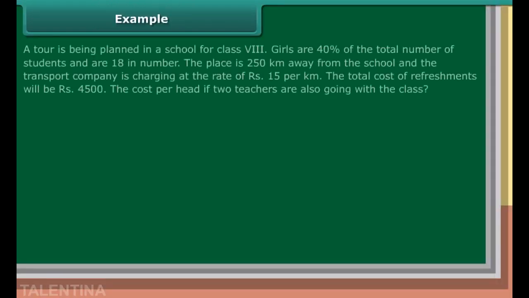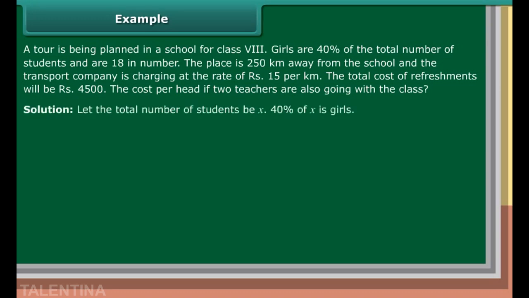Example. A tour is being planned in a school for Class 8. Girls are 40% of the total number of students and are 18 in number. The place is 250 km away from the school and the transport company is charging at the rate of rupees 15 per kilometer. The total cost of the refreshments will be rupees 4,500. Find the cost per head if 2 teachers are also going with the class.